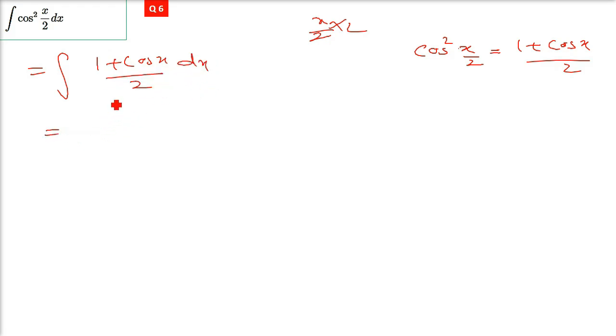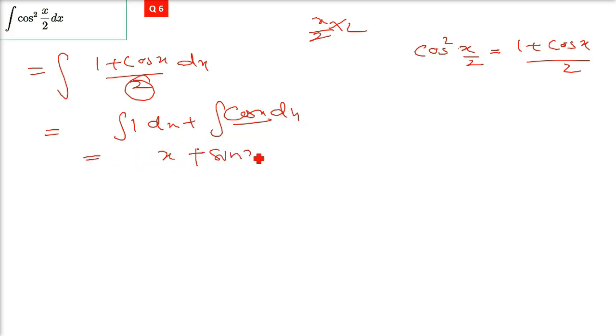So I'm taking this half outside, which I generally do. 1 dx and cos dx. 1 dx is simply x. Cos is going to be sin x. There is nothing inside, so we are not going to differentiate anything. We don't have to worry about this. Half is already there. Plus c. This is your final result.